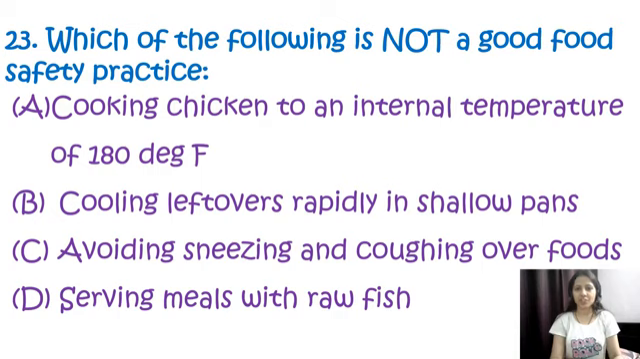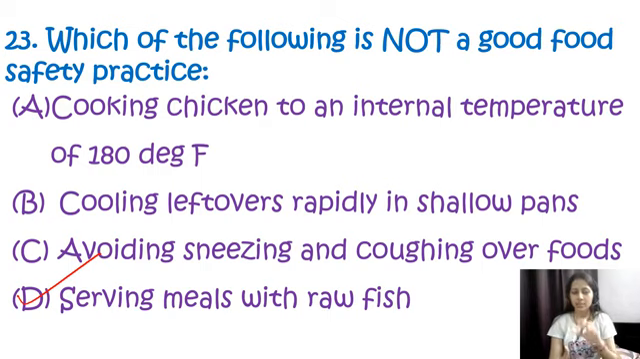Question number 23. Which of the following is not a good food safety practice? Options are: cooking chicken to an internal temperature of 180 Fahrenheit, cooling leftovers rapidly in shallow pans, avoiding sneezing and coughing over foods, or serving meals with raw fish. So my correct option should be D, that is serving meals with raw fish. So this is not a good food safety practice.